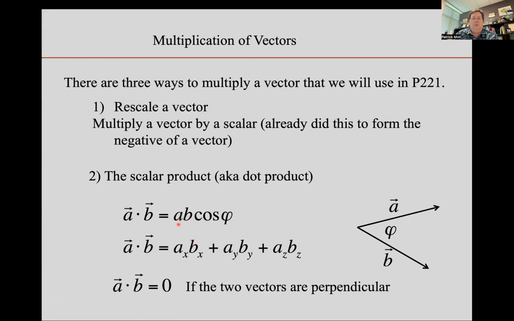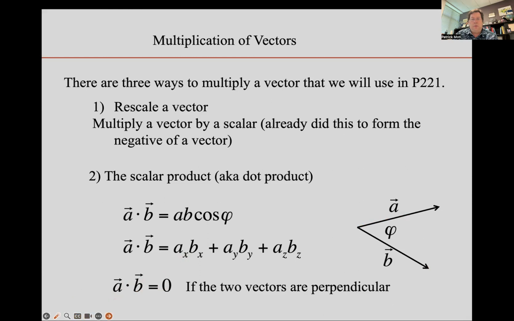I could just use their magnitudes times the cosine and the angle in between them. And sometimes this could be a useful way to get the angle between two vectors. Or I could do it in terms of the sum of the products of their components, component-wise. All right. Since this is asking the question, how much of A points along B, if A and B are perpendicular to each other, then the answer is 0. If A and B are perpendicular, then none of B points along A, so A dot B vanishes.